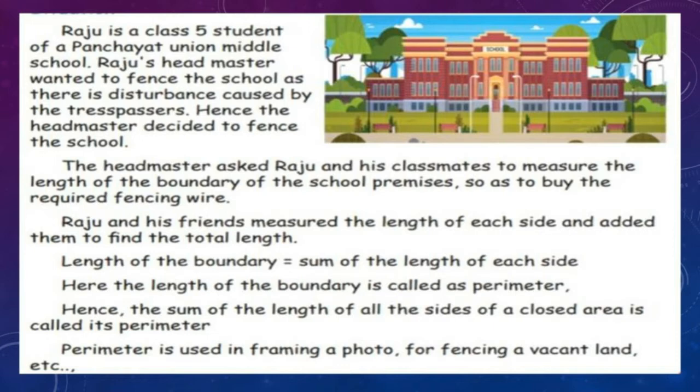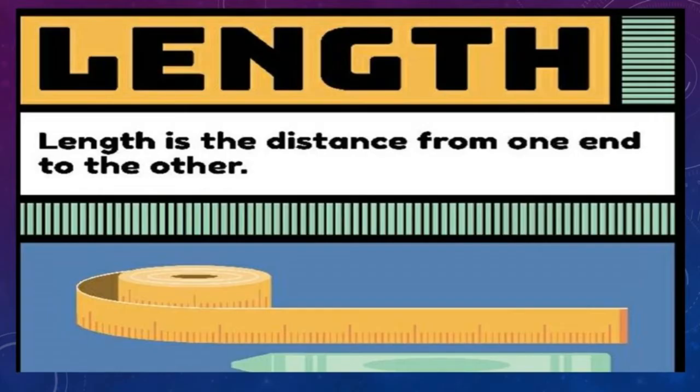I'll give you a small example. You all have seen a photo frame. A photo frame has four sides. All the four sides together make the perimeter of the boundary. The easiest form is a photo frame. The sum of all four sides is called the perimeter.